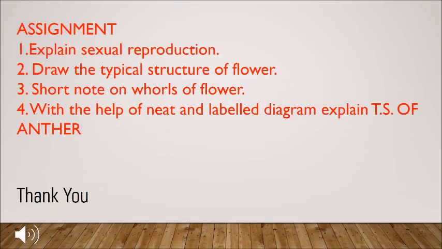So students, I hope you all have understood the concept of sexual reproduction in higher plants, the essential whorls of the flower, about androecium and gynoecium, and the most important, TS of anther, and the process by which the tetrad formation takes place.